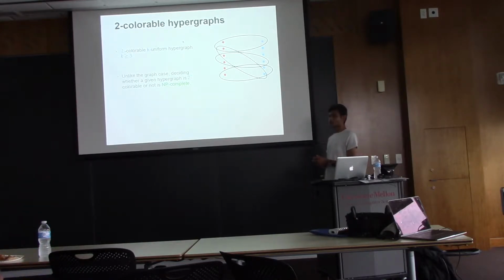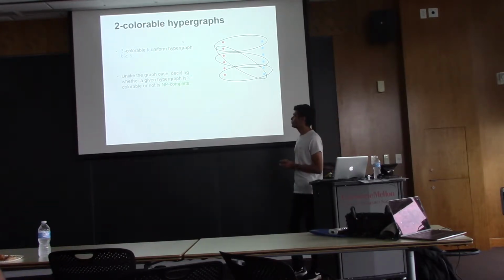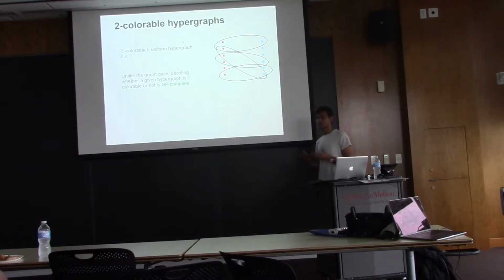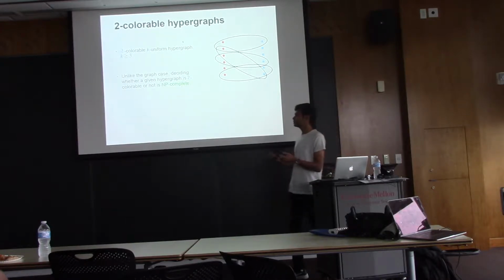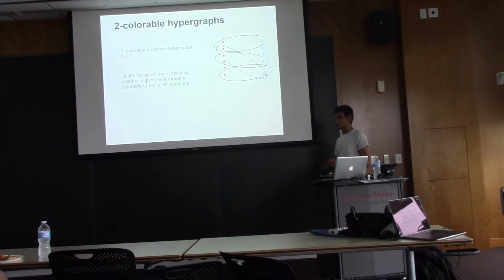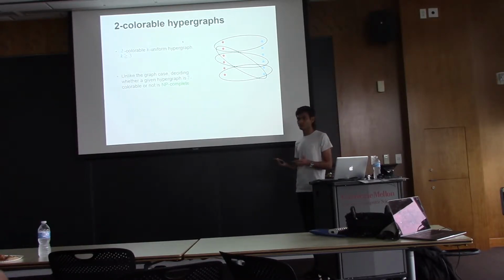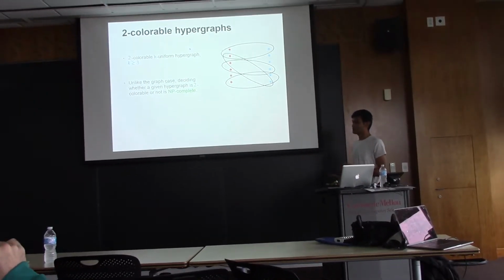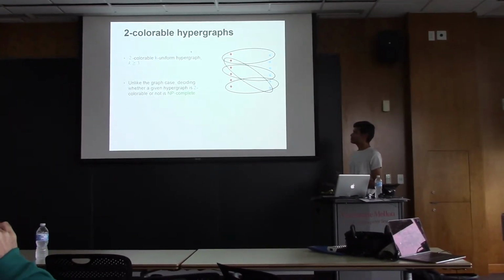So what do we know about finding a 2-coloring of k-uniform hypergraphs? Like in the graph case, if the graph is 2-colorable, it's a bipartite graph, and we know how to decide in polynomial time whether the graph is 2-colorable or not. But in the case of k-uniform hypergraphs, where k is at least 3, it's NP-complete. So we can't distinguish whether the hypergraph is 2-colorable or not in polynomial time unless P equals NP. Right?